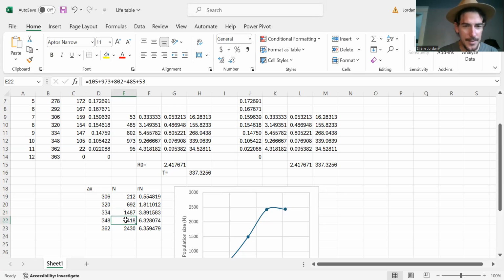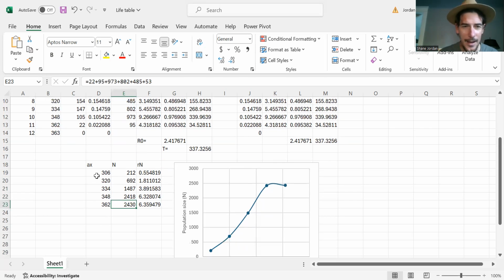And in the next age class, the number of individuals is going to be 105 plus 973 offspring, plus 802 offspring, plus 485 offspring, plus 53 offspring, etc. I think you see where this is going. And in the final age class where reproduction is happening, the number of individuals is equal to 22 plus 95 offspring, plus 973 offspring, plus 802 offspring, plus 485 offspring, plus 53 offspring. And so this gives us a way to look at how over time this population size has increased.